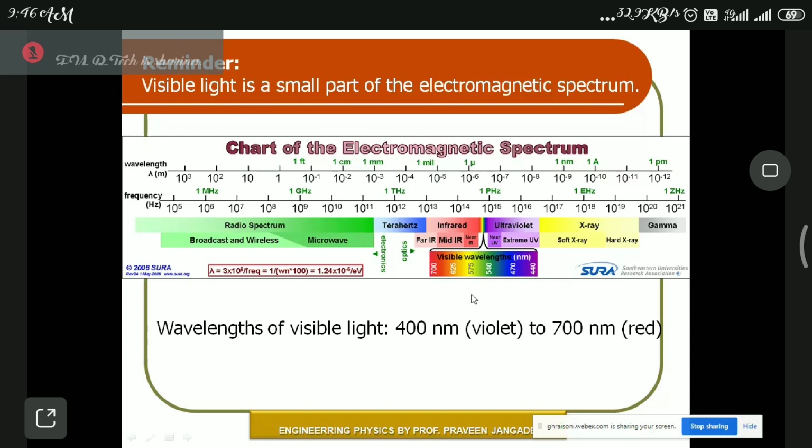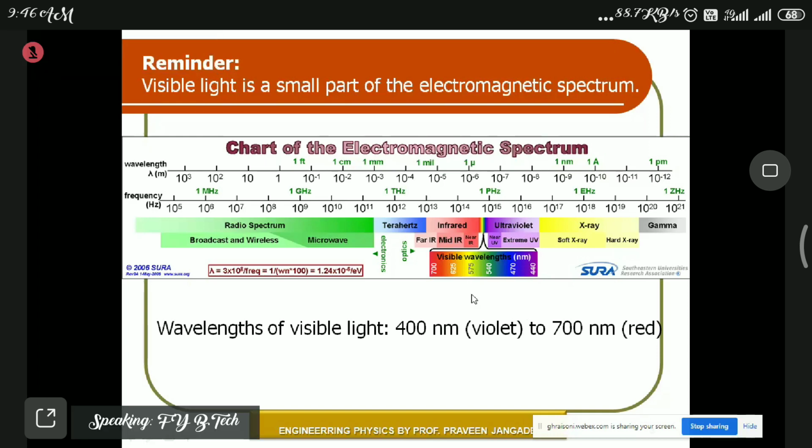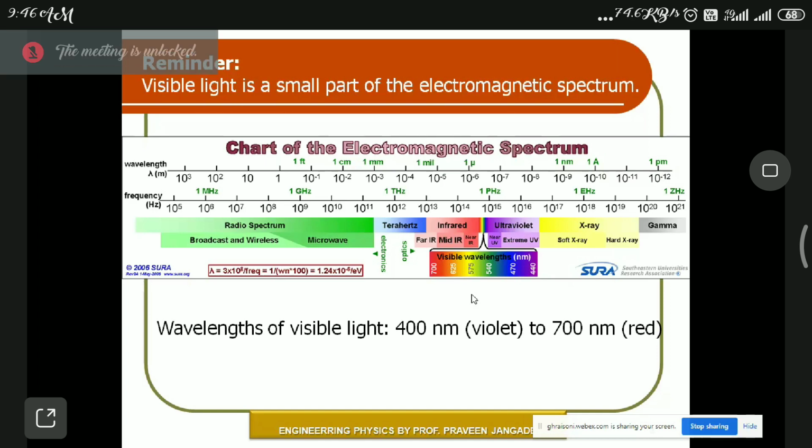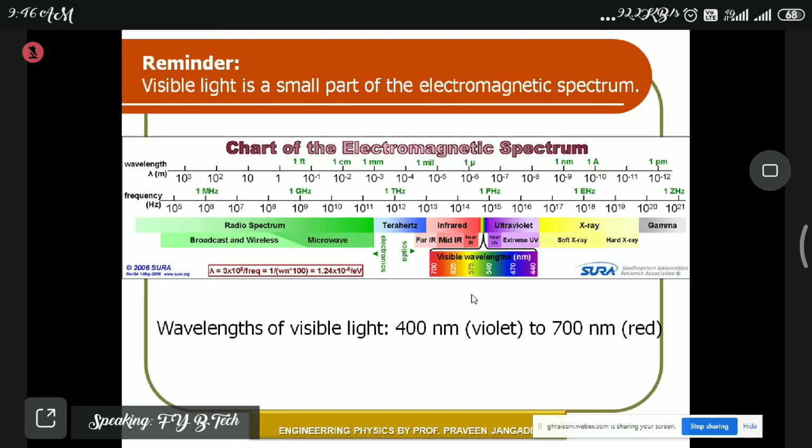So you should know this, because it is a basic question that anyone can ask you: what is the visible range? The visible range is basically 400 nanometer to 700 nanometer. 400 nanometer is the violet color, and 700 is the red color. If you go below 400 nanometer, it will be ultraviolet, and if you go above 700 nanometer, it will be infrared. That is not in our range. Got it? So this is the electromagnetic spectrum and the visible range. You should know these things.